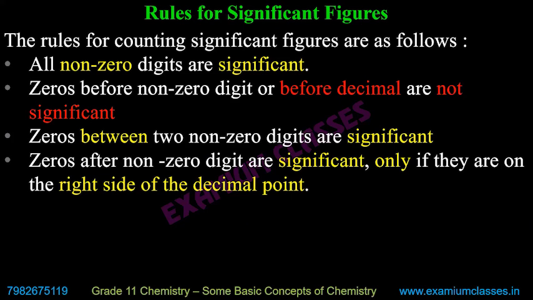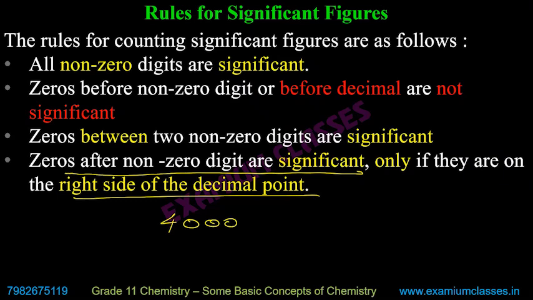This one is the important point. Students make mistakes here. Zeros after a non-zero digit are significant, but I mean zeros after non-zero digits. So these three zeros are after a non-zero digit. These can be significant only if they are on the right side of the decimal point. So if I write 4000, these zeros are not on the right side because the decimal is here. So these will not be significant. But if I write this one, these two zeros become significant because these are after the decimal.